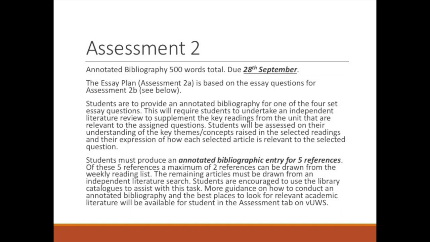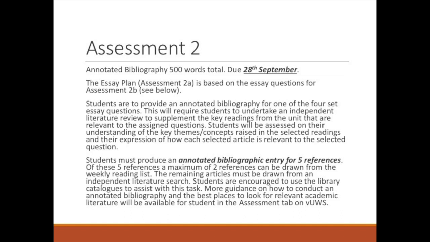You need to find some of your own sources, and you're going to be assessed on your understanding of the key themes and concepts that come through these selected readings, and how you are able to explain the relevance of each article to your selected question. So you might be able to say, well, this article is quite relevant, it has a lot of detail. Or you might say this article is only partly relevant, but it does address one key concept in some good detail, or something like that.